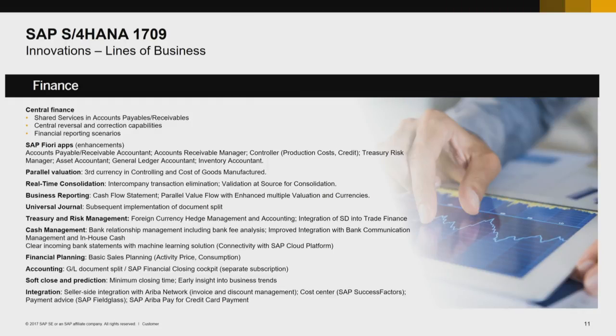My third point here is cash management. That is relevant for all customers. Valuable new capabilities like bank relationship management, integration with bank communication, integration with machine learning capabilities. More innovations are listed here, like treasury. Of course, integration to other systems is in focus too: Ariba Network, Ariba Pay, SuccessFactors, Fieldglass. Many of the Fiori apps are enhanced, like accounts receivable, accounts payable, treasury managers, inventory accountant, just to name a few.